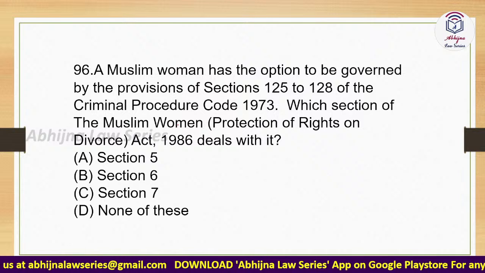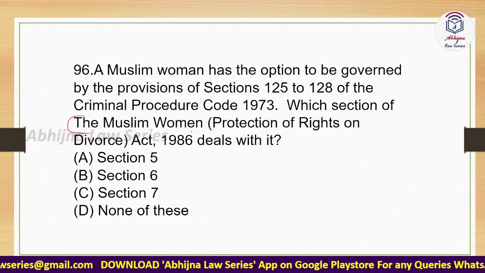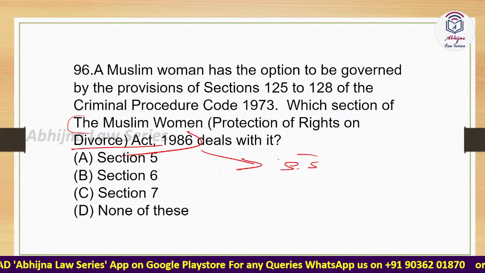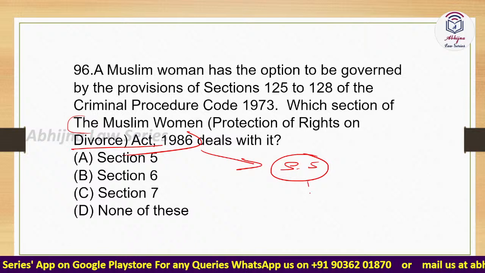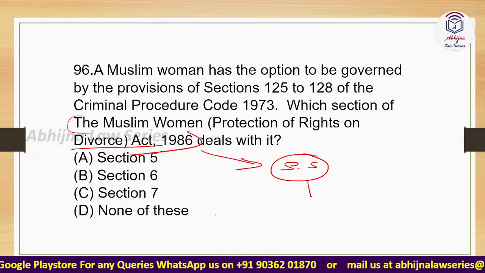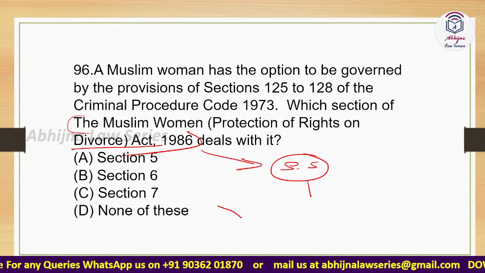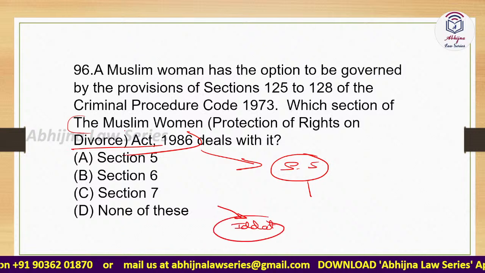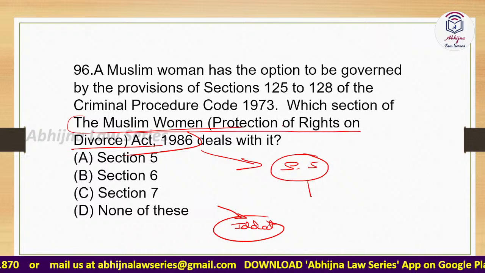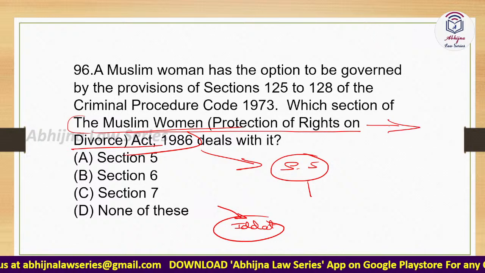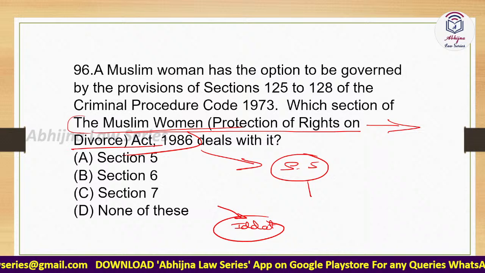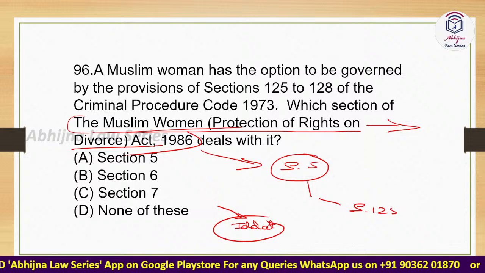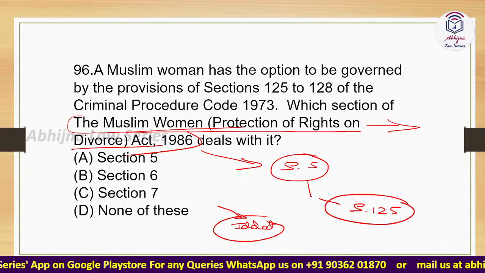Okay, this is a question on the Muslim Women Protection of Rights on Divorce Act. According to section 5, in Muslim law the maintenance can be given up to the iddat period, not beyond that. But certain provisions have been made under this act where maintenance is also given after the iddat period. But section 125 is very clear, it provides maintenance to women till she remarries.